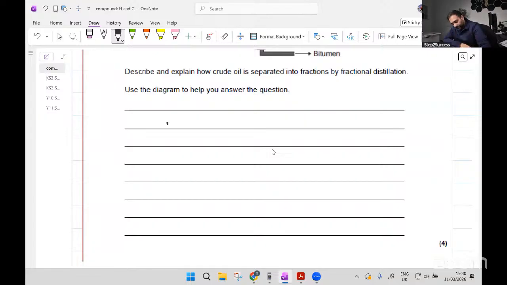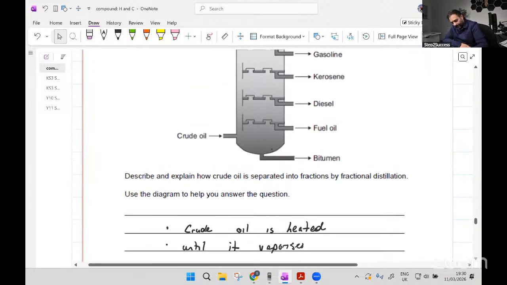The first thing we do is we heat the crude oil really hot until it vaporizes. That means it all turns into a gas. Then what we do is we put it into this column, and as it goes up, it cools down. It's hot at the bottom, it's cooler at the top.